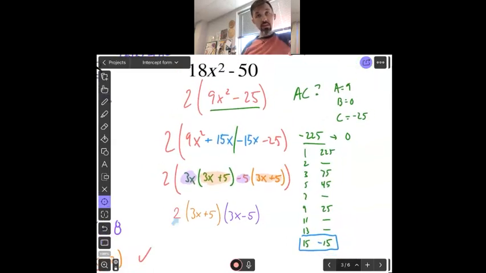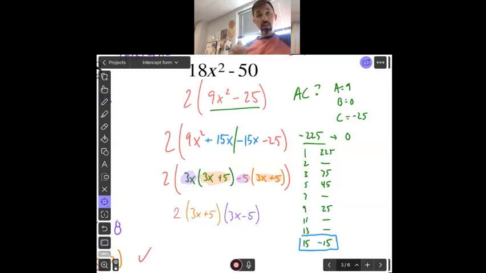2 times 3x is 6x. Times 3 is 18. One more x, 18x squared. That part's right. 2 times 5 is 10, times negative 5 would be negative 50. That part's right. And then I hope that the middles would work out. But at least I know the beginning and the end are right. Again, if you mess up a sign, that can mess up stuff in the middle, but at least you got most of it right.